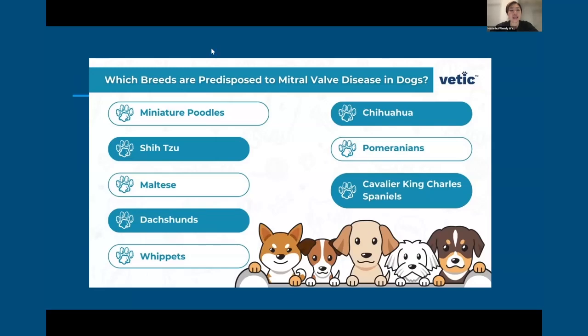And then, just to reiterate, which breeds are predisposed? The miniature poodles, the Shih Tzus, the Maltese, the Doxies, Chihuahuas, Pomeranians, so the small, tiny dogs, and then also the King Charles Cavaliers as well as Whippets. So those breeds are the ones that you commonly see for mitral valve disease.